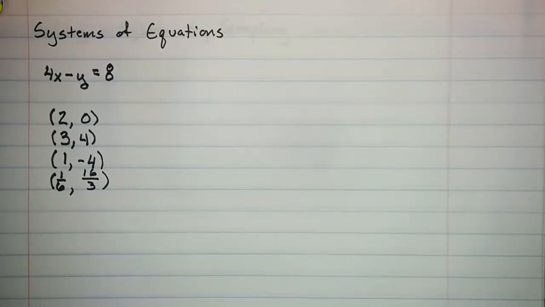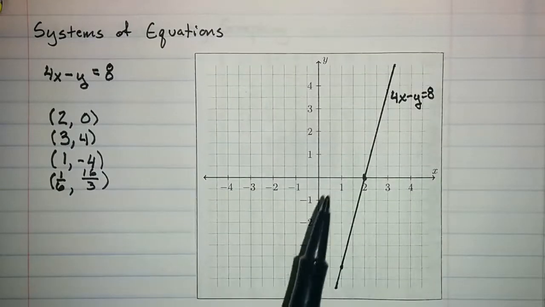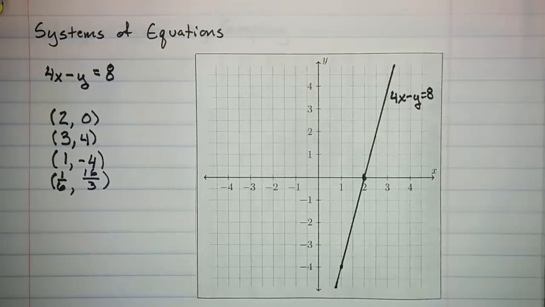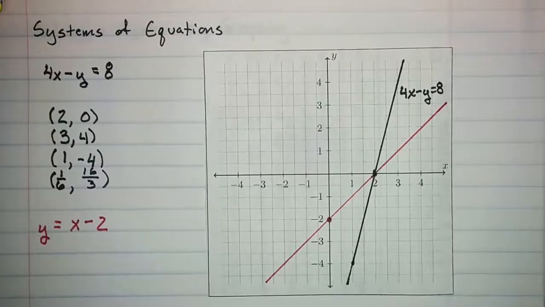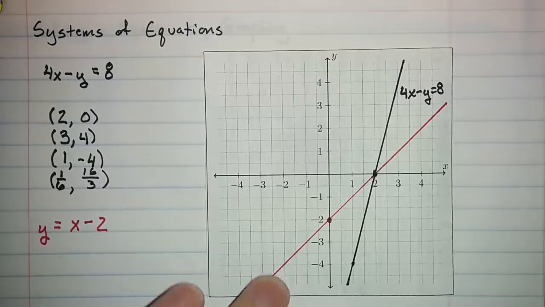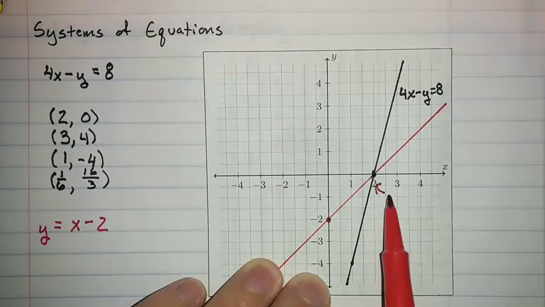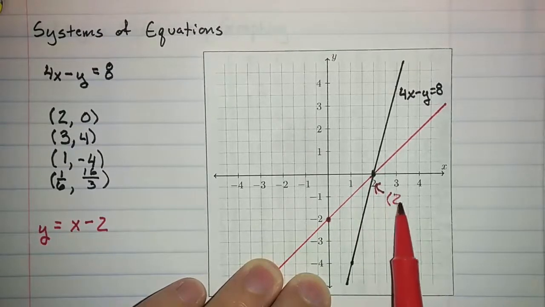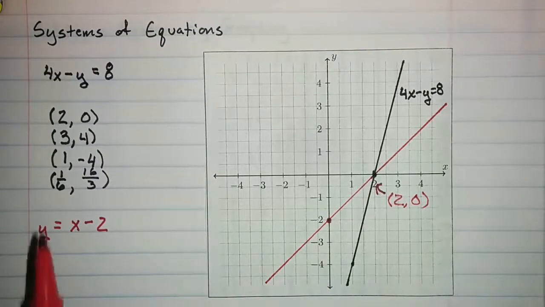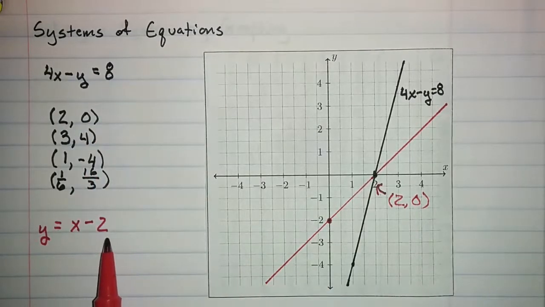But typically when I ask a question, I'm looking for a unique answer. I'm looking for just one correct answer. In order to narrow it down to just a single point on this line, we need another equation, another condition. We might, for example, also consider y equals x minus 2, which we can also graph. And there's something that we notice. We notice that there's just one point where these lines cross. This point, x equals 2, y equals 0, is a solution to this first equation and also to this second equation.